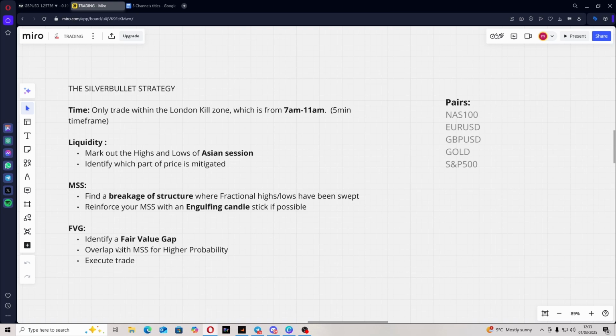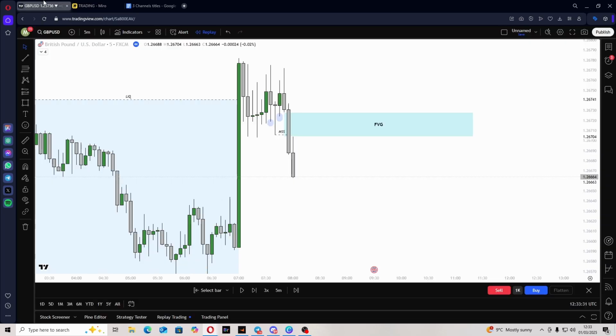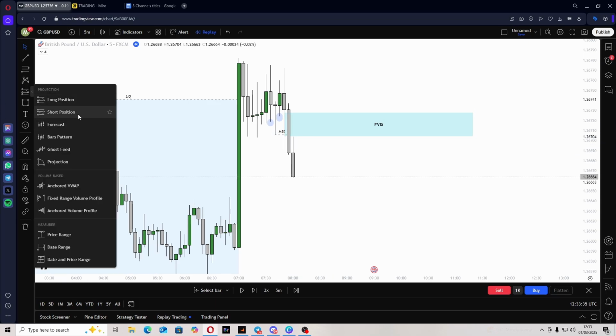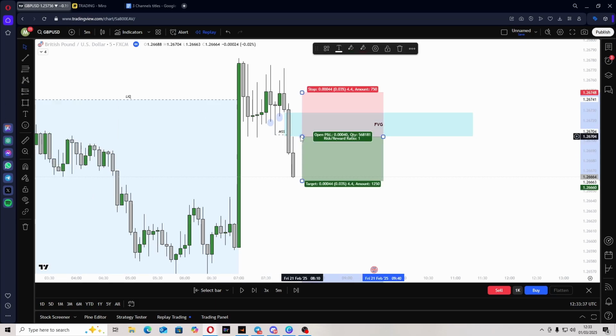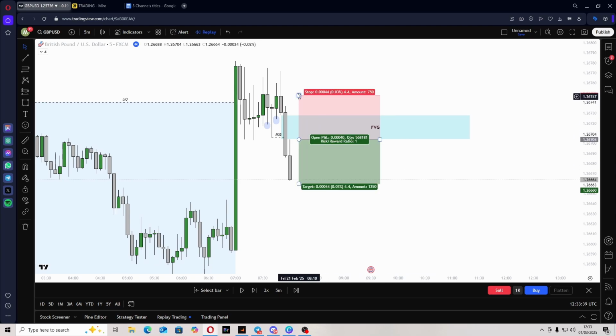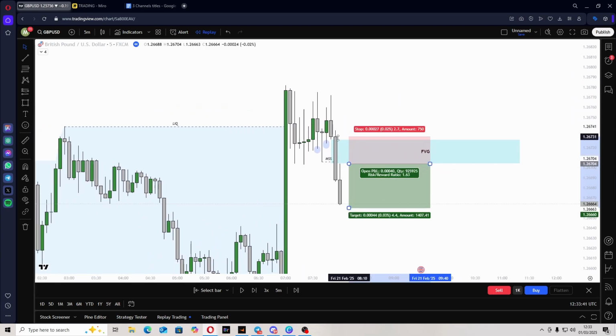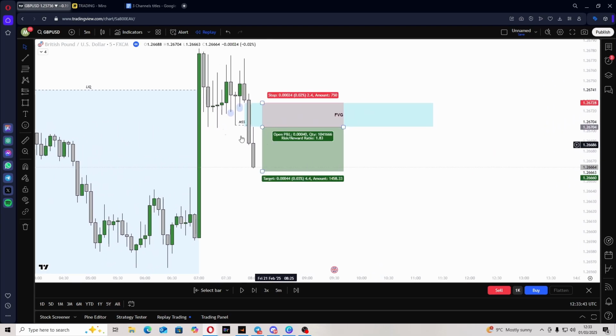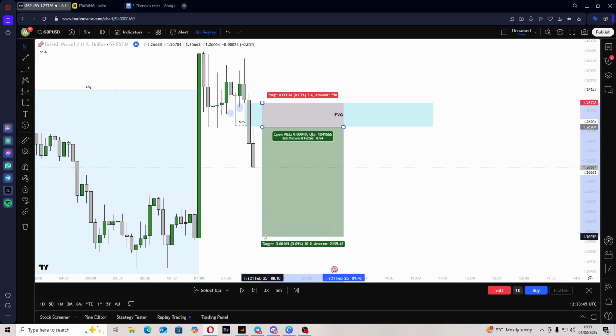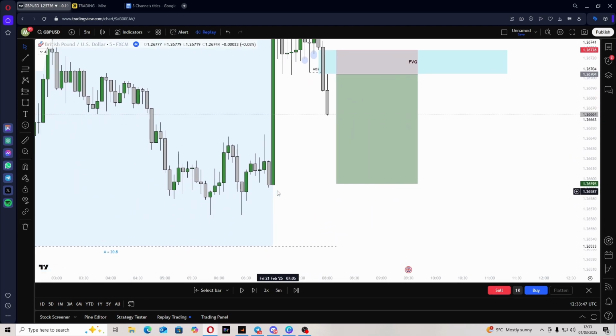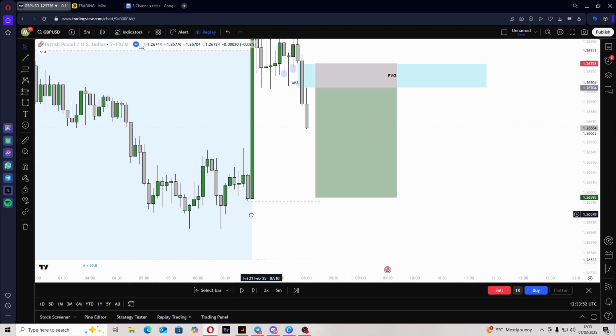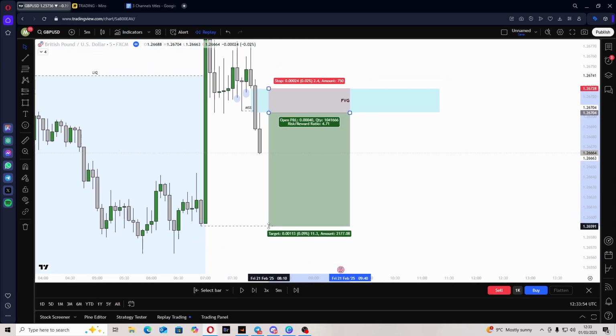All we've got to do is overlap it with a market structure shift for a higher win probability, and then we execute the trade. So you can see it's already overlapping with the market structure shift, and now all I'm going to be doing is placing my swap position at the bottom of this highlighted area and placing my stop loss literally at the top of it. Okay, we're going to make it very tight today, and we're going to be aiming to take this liquidity around here. Okay, you can aim for Asian session liquidity, but that's too far for me, so I'm going to just aim for this side of liquidity.